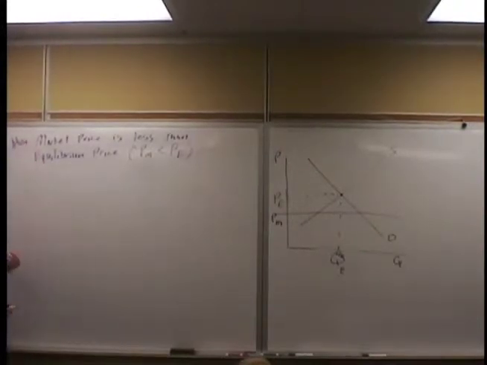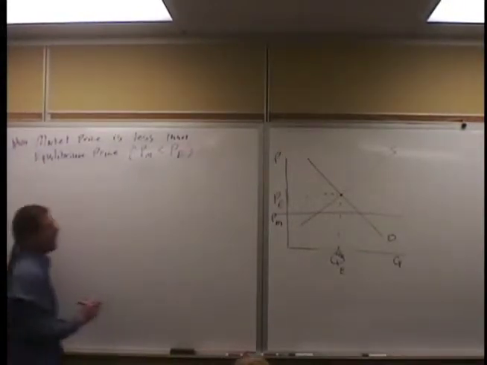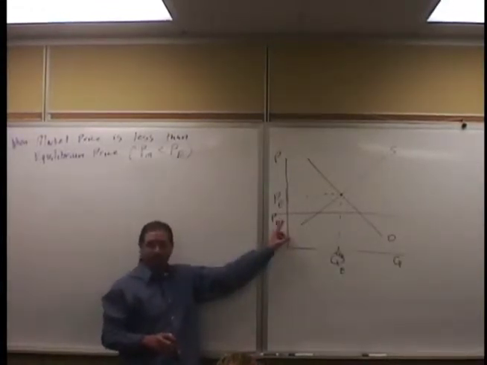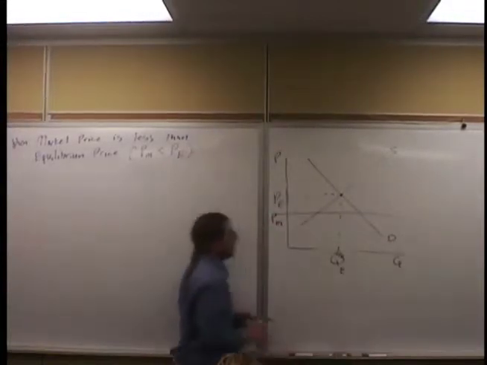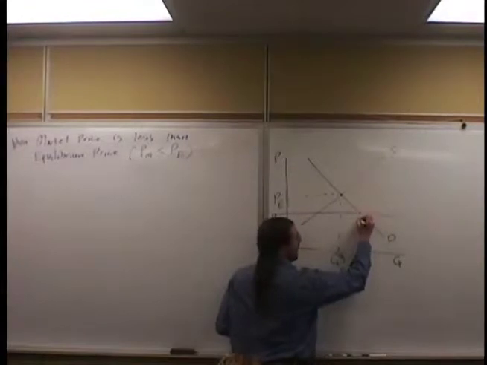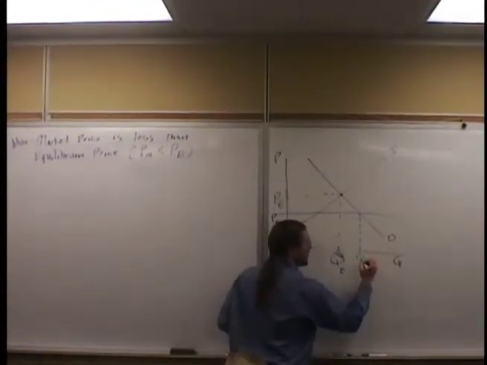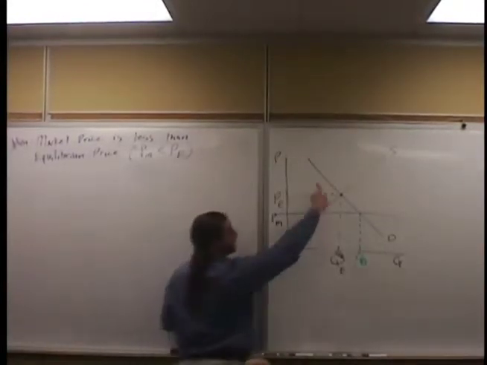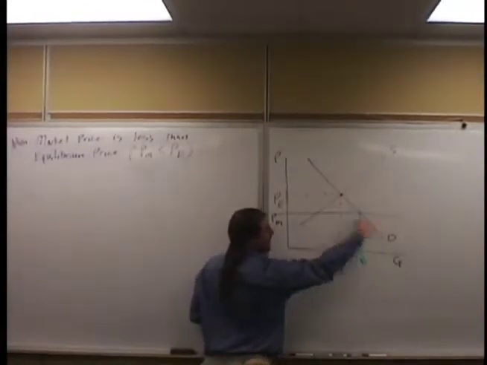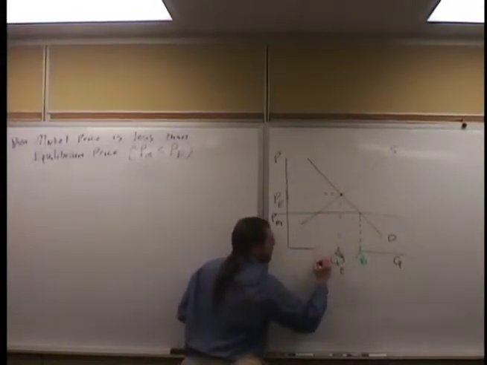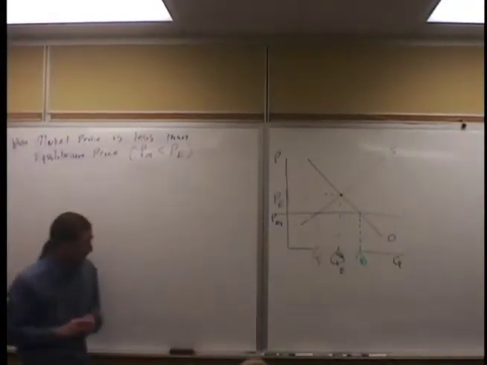But again, do the same analysis. At this price, what's the quantity being demanded? What's the quantity being supplied? All right, so here is the quantity that these people are going to demand at that price, because that's where this price intersects that demand line. Here's where this price intersects the supply line.